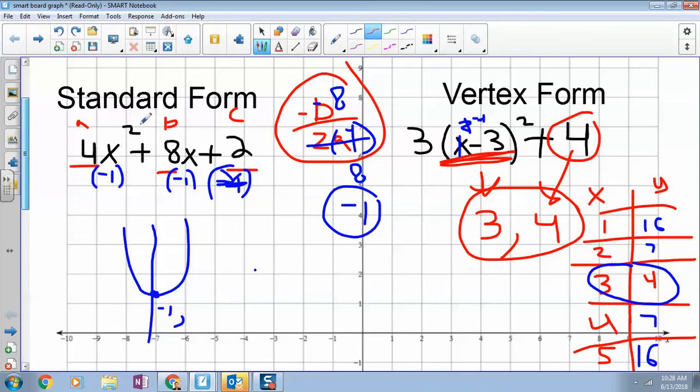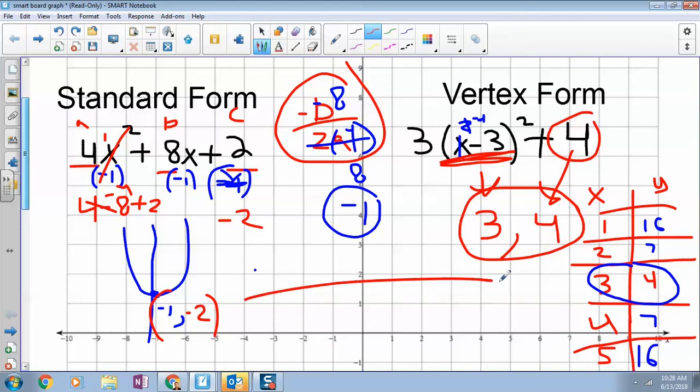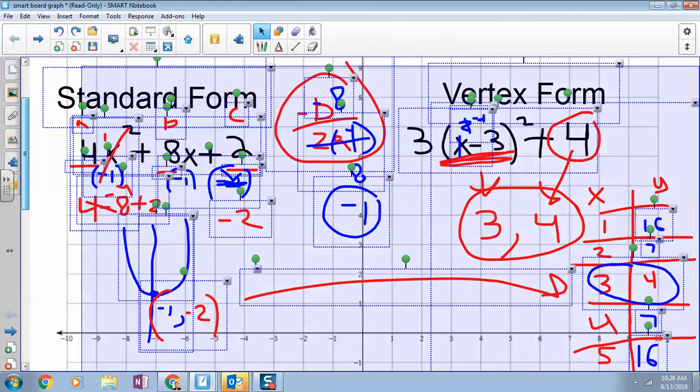So negative 1 times negative 1 is positive 1. 4 times 1 is 4. And then we get 8 times negative 1 is negative 8. So you end up with 4 minus 8 plus 2. 4 minus 8 is negative 4, and negative 4 plus 2 is negative 2. So that means my vertex in this equation would be at negative 1, negative 2. Alright, so last topic I want to cover is, and then remember guys, after we get the vertex, you do the same thing. You would plug in negative 1, negative 2 in the middle, and do 2 above, 2 below, plug it into the equation.